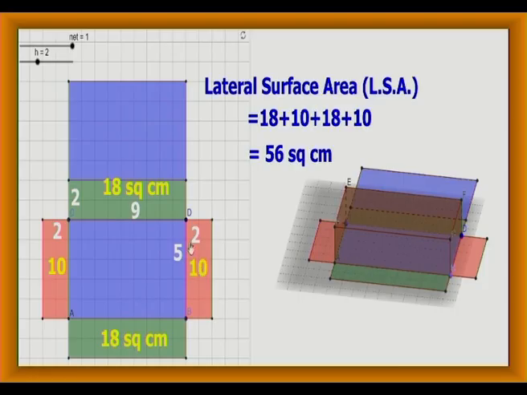Now, what is lateral surface area? It is the sum of areas of all the lateral surfaces. So, 18 plus 10 plus 18 plus 10. That is, we can observe lateral surface area is 56 square centimeter.